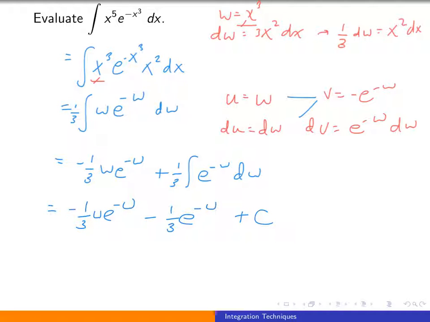And now that we've evaluated the integral that resulted after the substitution, we do need to resubstitute. So each of the w's that we see in our solution need to be replaced with that quantity x cubed. So minus 1/3 x cubed e to the minus x cubed minus 1/3 e to the minus x cubed plus c.